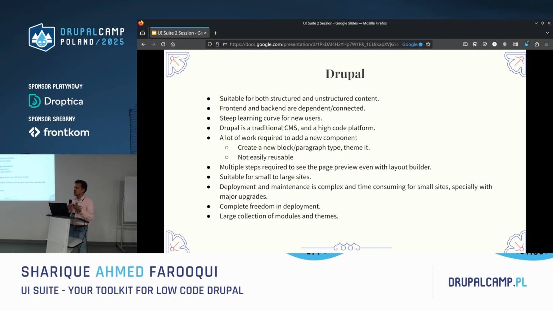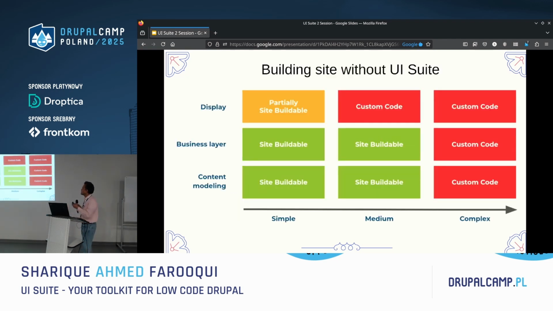So with the UI Suite modules, it reduces some dependency. It will make it much faster. At the moment, for a simple website, the site is buildable. Buildable means that with almost no coding, we can go to create a content type and modify the display, and we can do all those things easily without much technical knowledge.